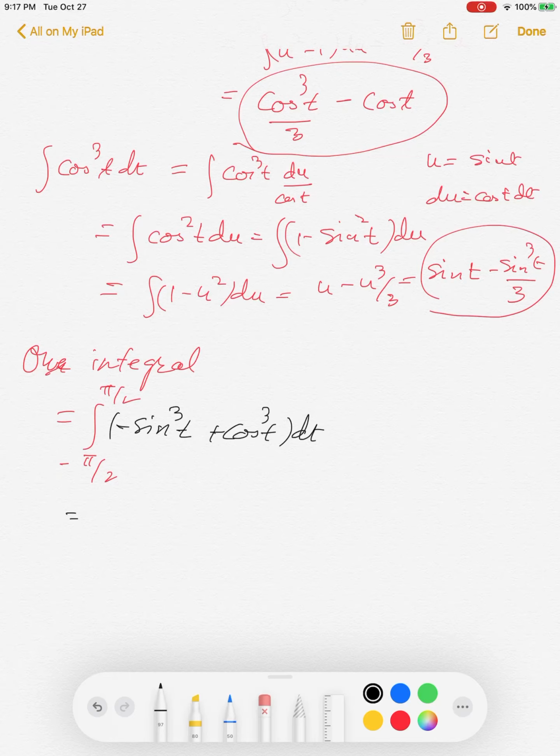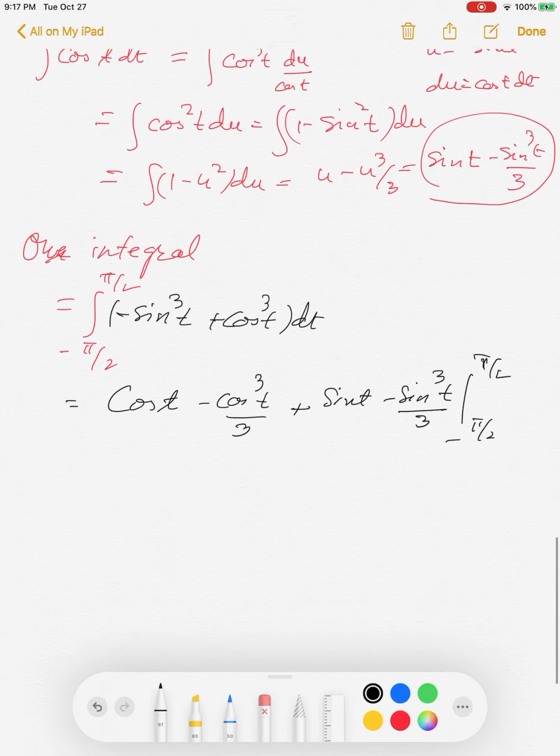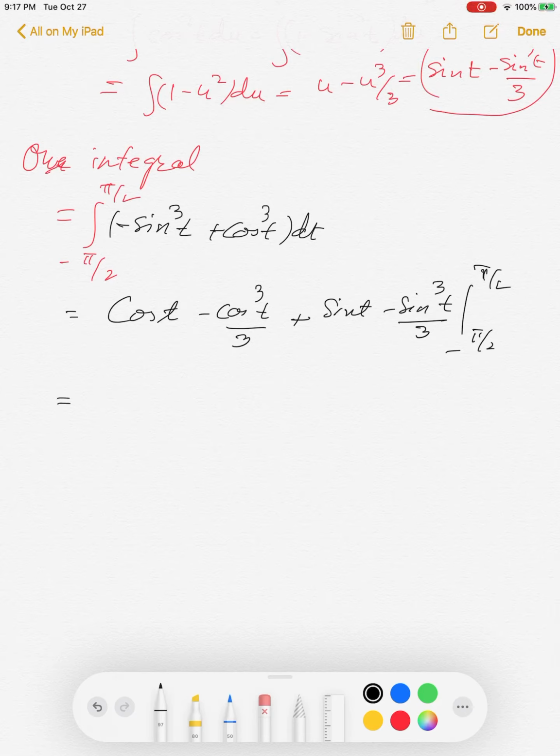I changed the color. So this is going to be, well, what is minus sine? This is going to be cos t minus cos cube t by 3 plus integral cos cube is sine t minus sine cube t by 3. And this is going between minus pi by 2 to pi by 2.